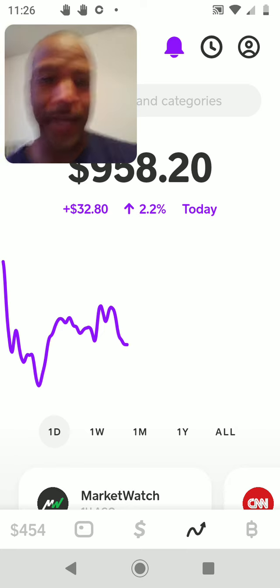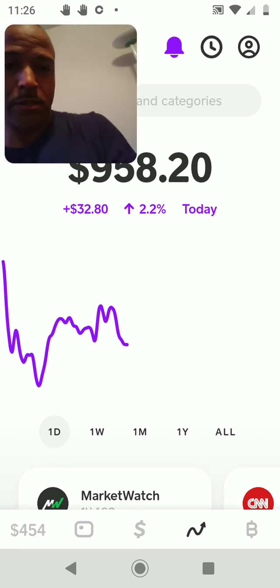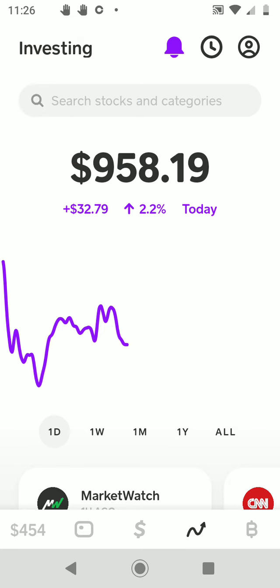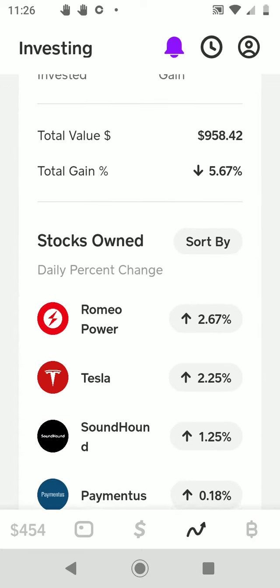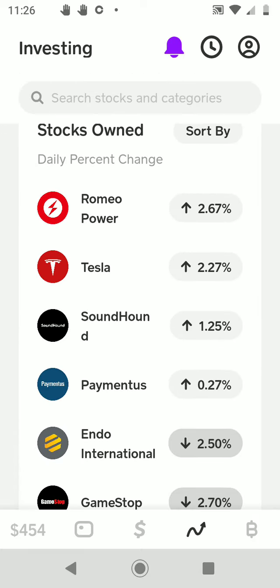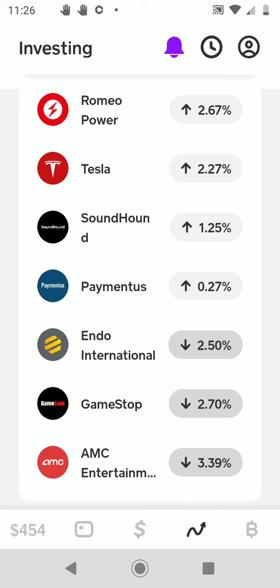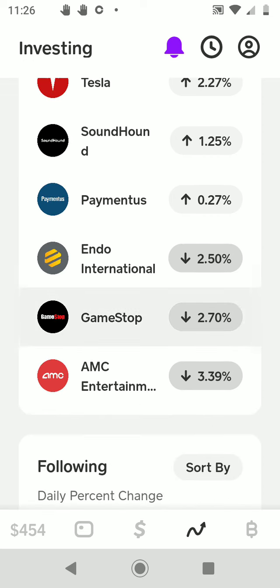So now we're in my Cash App, and let me remove myself so you can get a good look at this. All right, so this is my portfolio. I'm currently up on the day at $33, about 2%. So as you can see, these are the stocks that I'm currently invested in. We're gonna come down here to GameStop.